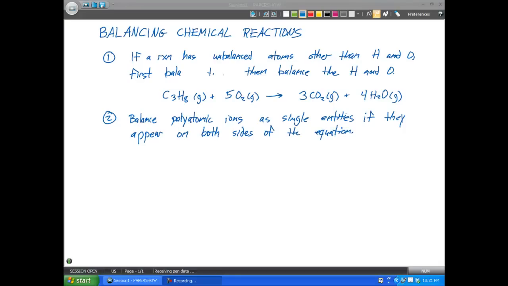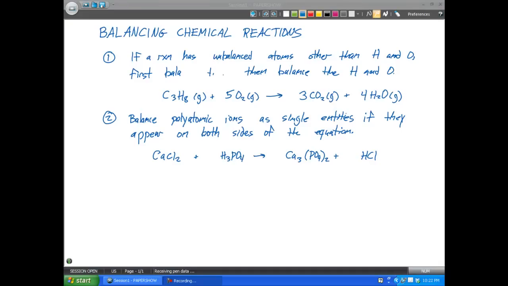So if we have PO4, we want to make sure that you consider that a single entity, because the phosphorus and the oxygen are not coming apart. They're going to stay together as that ion. So, for example, if we have CaCl2 plus H3PO4 giving us Ca3(PO4)2 plus HCl, we want to consider each of these polyatomic ions as a single entity.